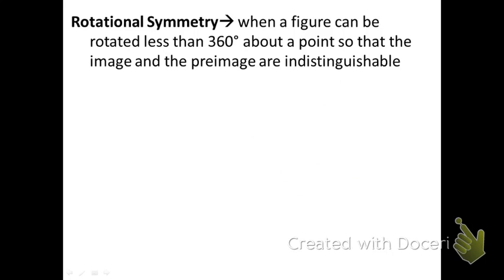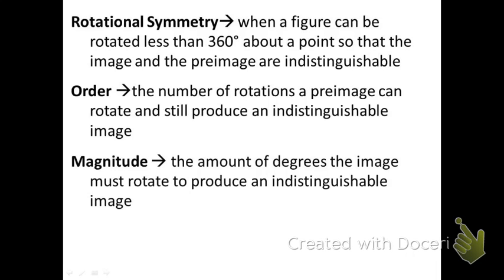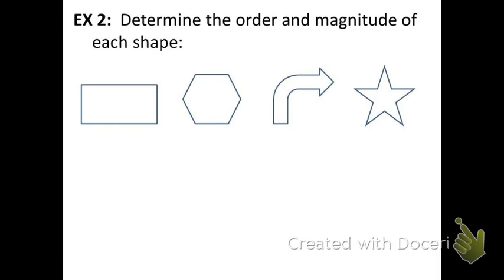Rotational symmetry is when a figure can be rotated less than 360 degrees about a point so that the image and the pre-image are indistinguishable. They look exactly the same. You can't tell the difference between them. So order is the number of rotations a pre-image can rotate and still produce an indistinguishable image. The magnitude is the amount of degrees the image must rotate to produce an indistinguishable image. So the magnitude is the amount of degrees they have to rotate. The order is the number of rotations.